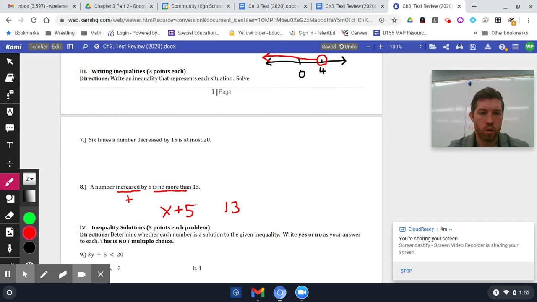Now we just need to figure out what this is, no more than. Okay, it's not saying it's greater than, it's not saying it's less than, but it says is no more than. So it can equal 13, right? So it can be 13, but it can't be more than 13. And that's a harder one. But is no more than 13. And that's all you have to do for that one.